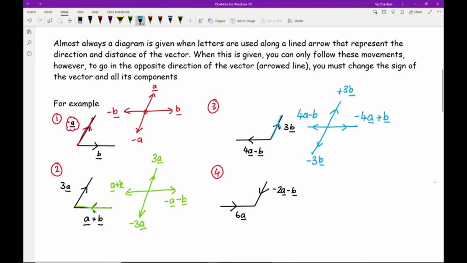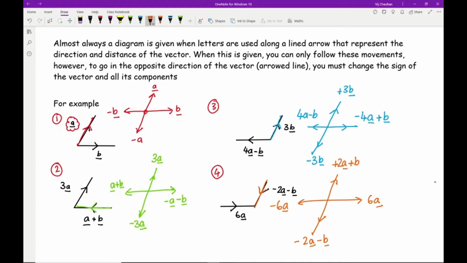And then finally for question 4, again I'm going to go up, down, left, right. To go down, which is what this line here represents, I need to go minus 2a minus b. So to go in the opposite direction, it's going to be plus 2a, because 2a was negative, and rather than having minus b, I'm now going to have plus b. And likewise to go right, it's 6a. So to go left, I change the sign, so it's going to be minus 6a.